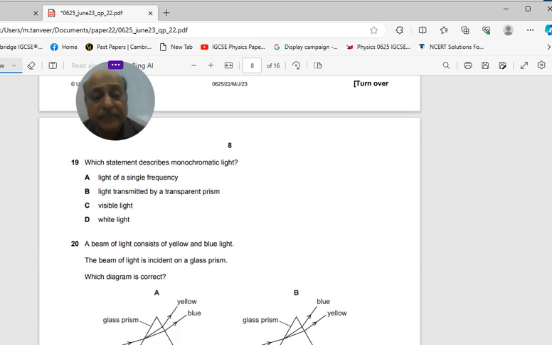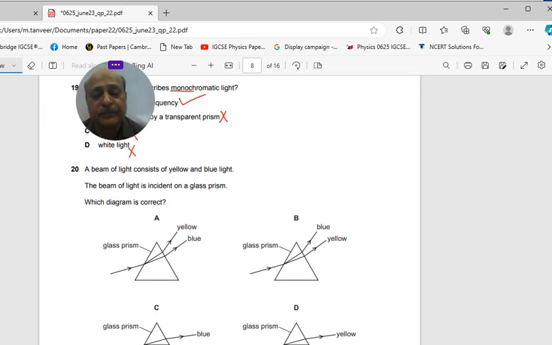Question number 19. Which statement describes monochromatic? Mono means one. Light of a single frequency, that is correct. Light transmitted by a transparent prism, no. Visible light, no. Since visible light consists of 7 colors, there is no single color. White light is composed of 7 colors. It is also composed of 7 colors. So only the first option is correct.